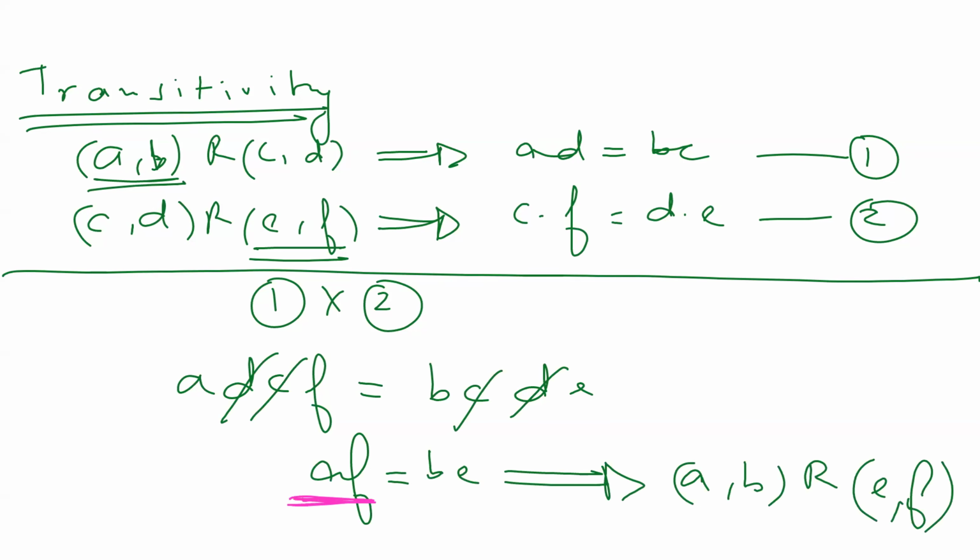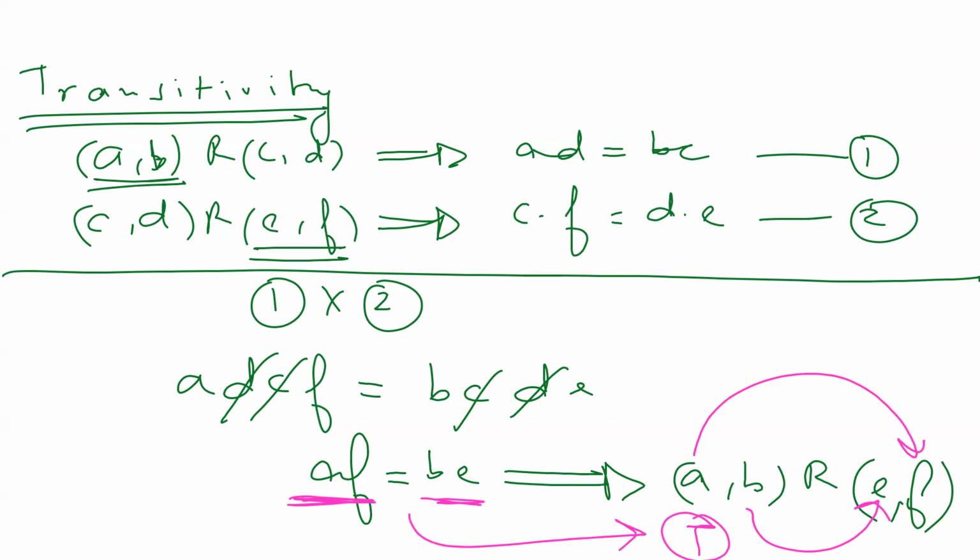Product of the extremes is equal to product of the means. That's why this is also true. So this implies this. So it is transitive. And since this is all three, reflexive, symmetric, and transitive, it is an equivalence relation. An equivalence relation.